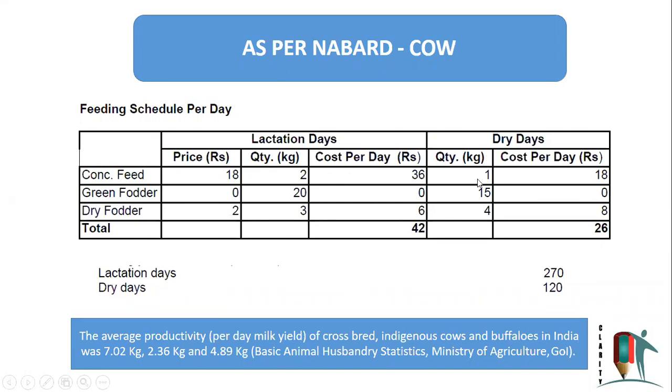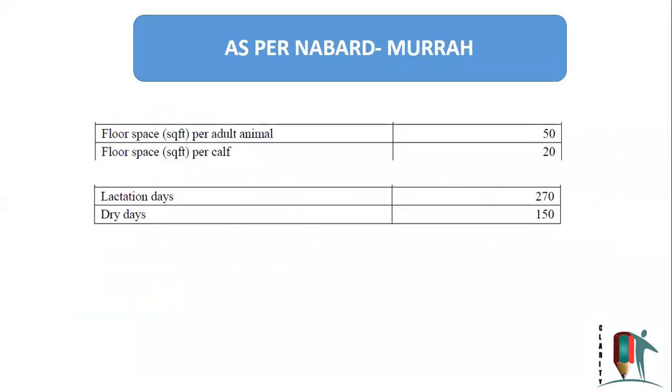As per Nabard project, lactation days for a cow is 270, and for dry days, what is the length? 120 days. Another important feature that you need to remember: from this project only, the average productivity has been given. Average productivity for crossbred, indigenous cows and buffalo is given in the project. You can remember this data: 7, 2 and 4 kgs. For Murrah, that was for cow. This space is now for Murrah.